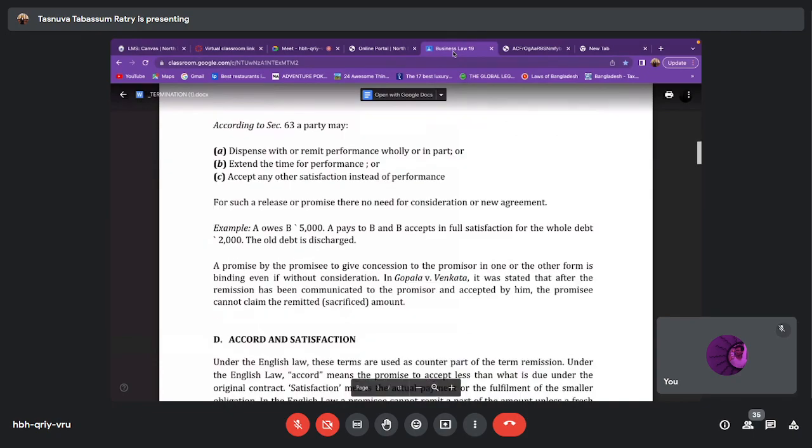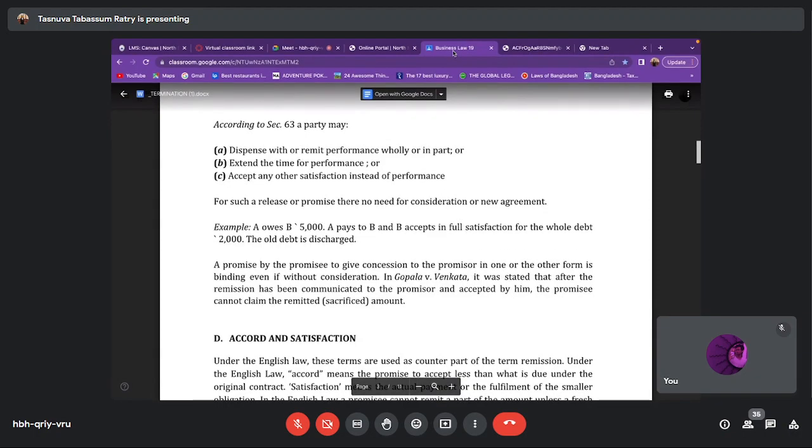Section 63 বলা হচ্ছে that if a party dispenses with or remits their performance wholly or in part and extends the time for the performance and accepts any other satisfaction instead of performance, it will mean that a new agreement has been formed and the existing contract has been remitted and the parties are discharged from all obligations.